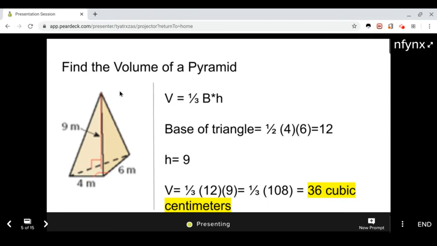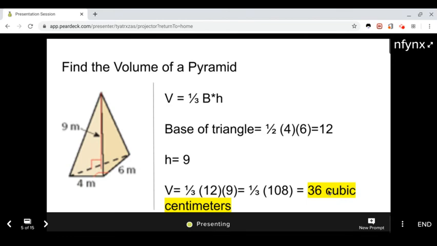Okay, so the very first example, we have find the volume of a pyramid. Its volume equals a third base times height. Now, in order to find the base, it's a triangle here, so it's a half times 4 times 6, which is equal to 12, and then the height is given to us as 9. So all we do is multiply these two and then divide by 3. So we have a third times 12 times 9, which is equal to a third times 108, which is equal to 36 cubic centimeters.